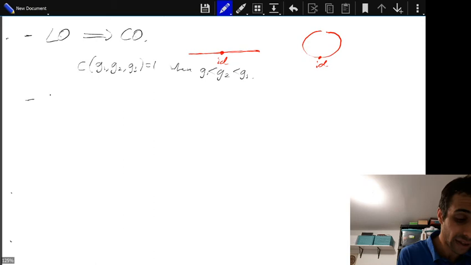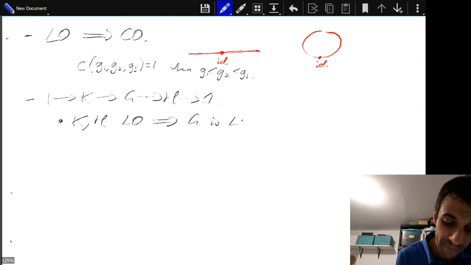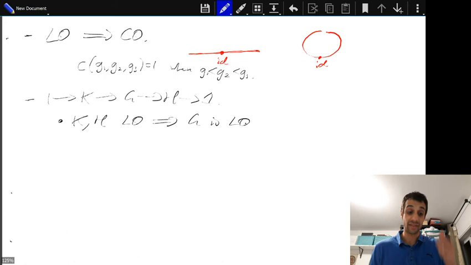All right. So let's assume that you have an extension of groups. Here are some interesting properties. If K and H are LO, this implies that G is LO. So left orderability is preserved under taking subgroups and is preserved under taking extensions. So that's great.